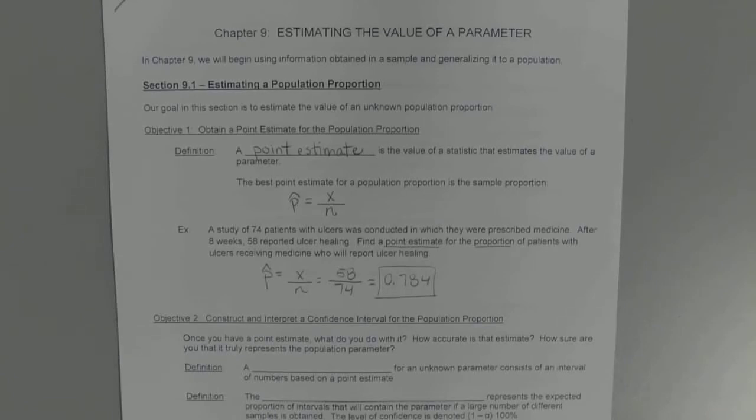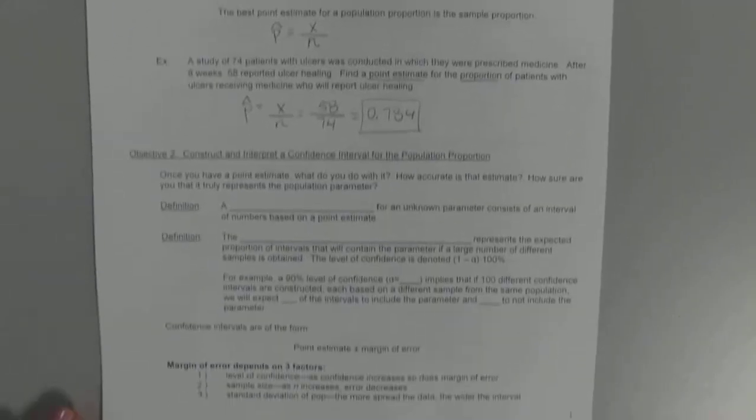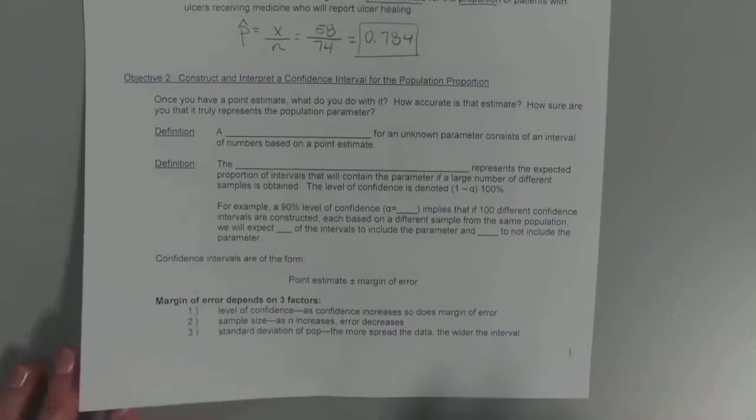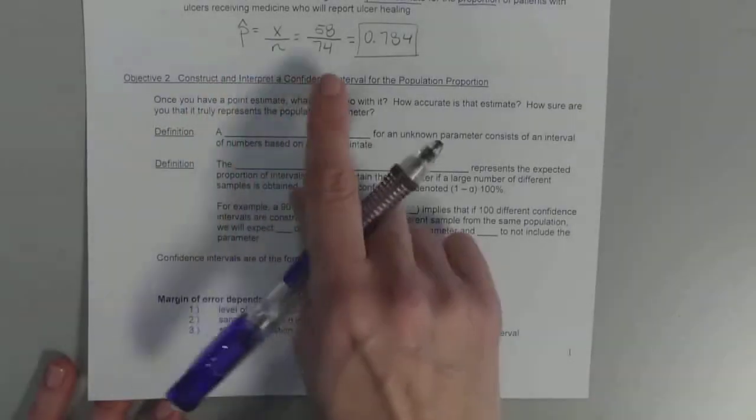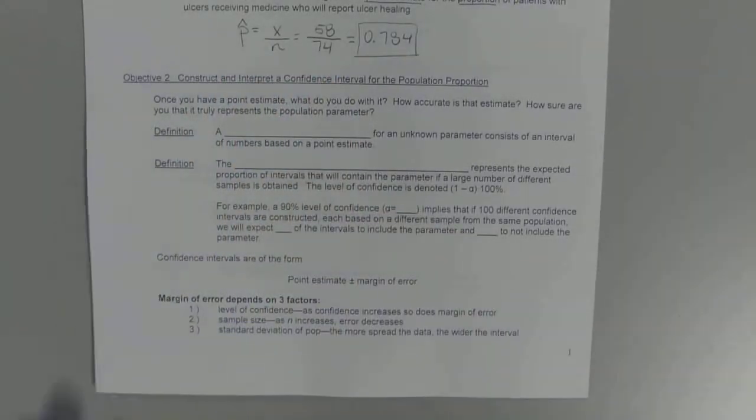And that's all we could do before now. We could just say, I took a sample. This is what I found out about my sample. So I assume if 78% of my sample felt better, 78% of everyone out there that would take this medicine would feel better. But it's not very exact. So that's when we get into objective 2. Objective 2 is going to be constructing and interpreting confidence intervals. So that's going to be what's new.